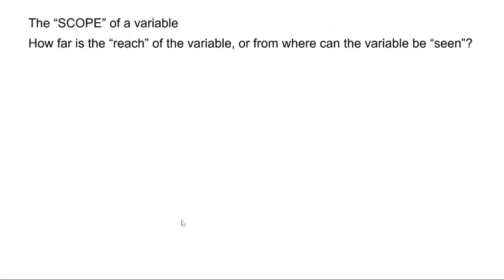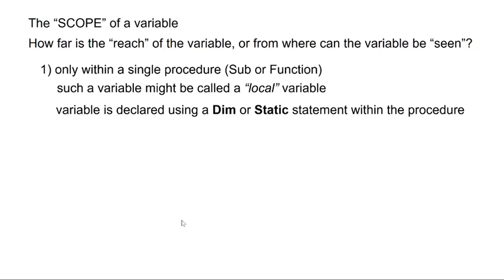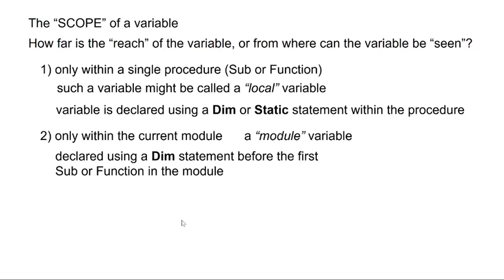Let's talk real quick about the scope of a variable, and that is how far the reach of the variable is and where it can be seen. You can make it so it's only within a single procedure. So it's local to either a sub or a function, and this is declared using a Dim or Static statement within the procedure, or it can be within the current module. So you can Dim something and declare a variable, and it'll be available throughout the entire module.